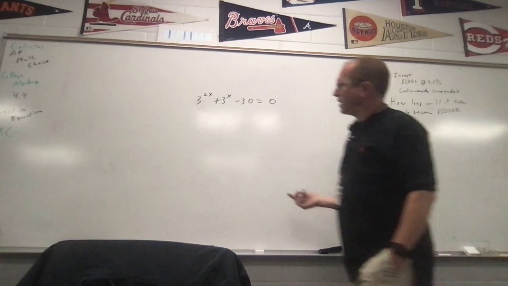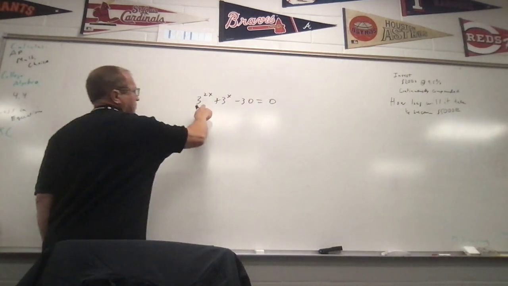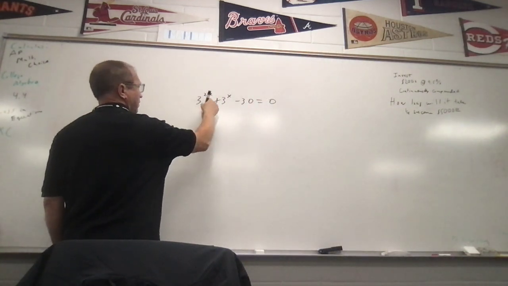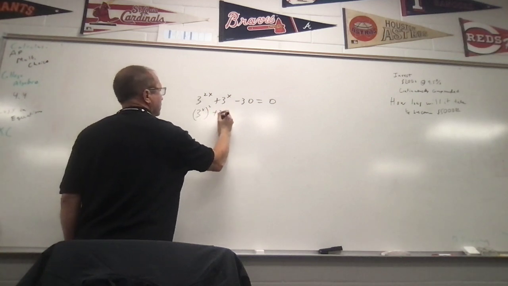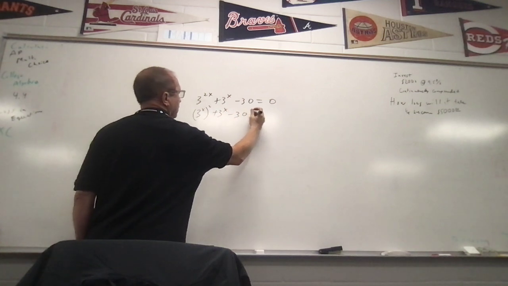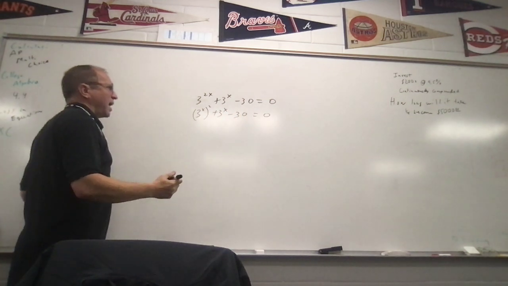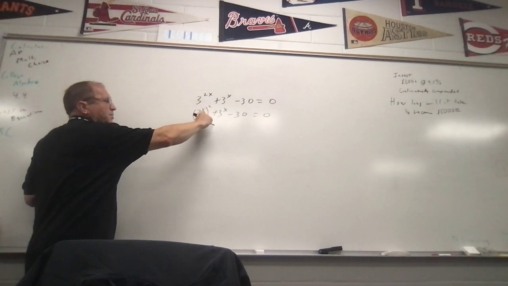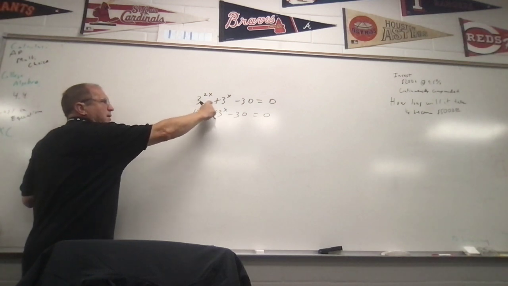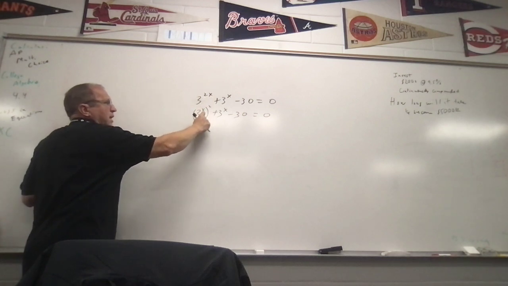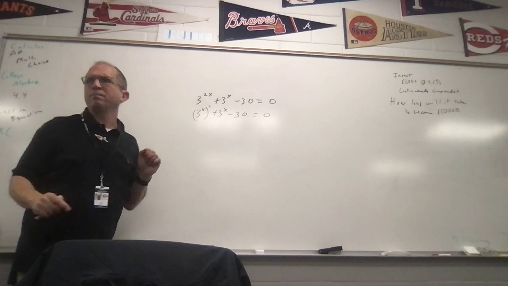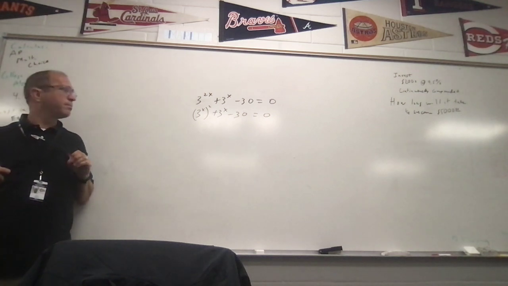Now, I'm going to rewrite this first exponent. I'm going to make it 3 to the x power squared. And that's okay to do, because when I have an exponent raised to an exponent, it's the same thing as multiplying those two values together. So 3 to the 2x is the same thing as 3 to the x to the second power. I just wrote it a little bit different.